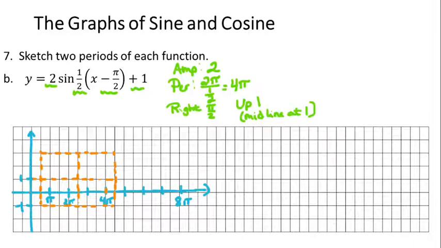This time it is a sine function. Sine starts in the middle. And it's a positive sine function, so we're going to go up, back to the middle, down to the minimum, and then back to the middle. And then I'm going to go ahead and repeat that cycle so we can get two periods graphed.